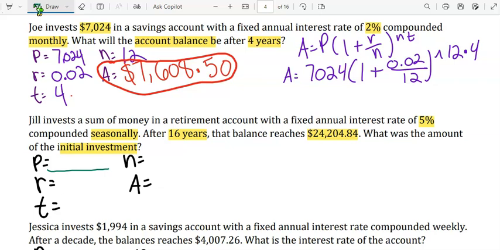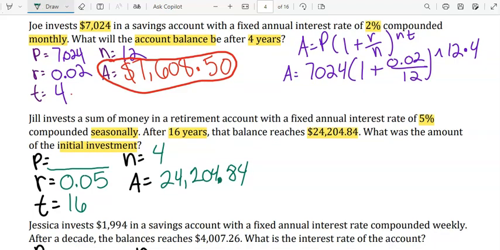R is the interest rate in standard form. 5% is 0.05. T was 16 years. N was seasonally, so that's 4 times a year. And then the account balance was $24,204.84. So this one, let's go ahead and write out the same formula as before. Except for this time, we're going to divide everything on the right side of the equation except for P.